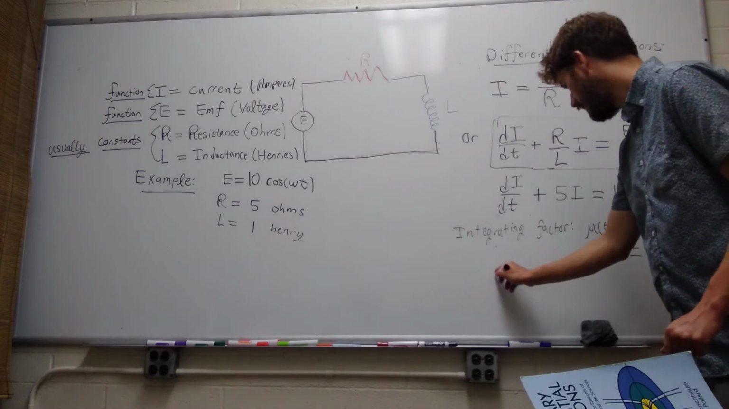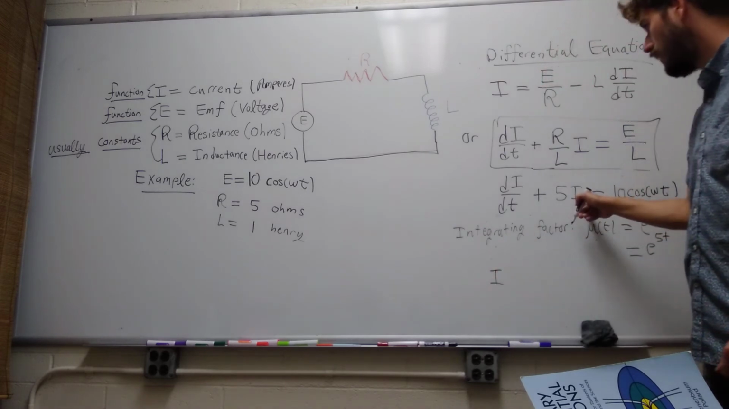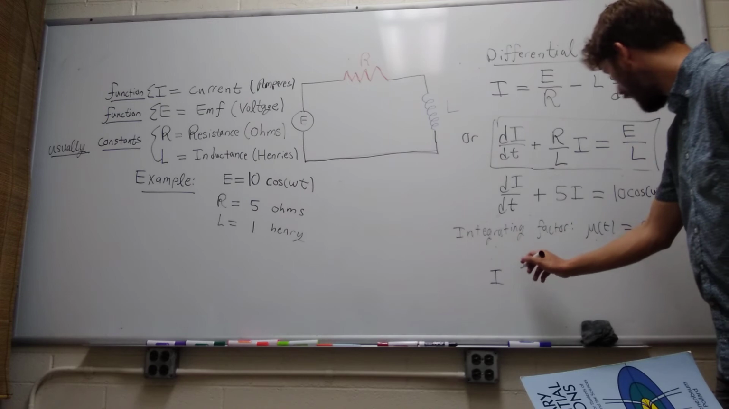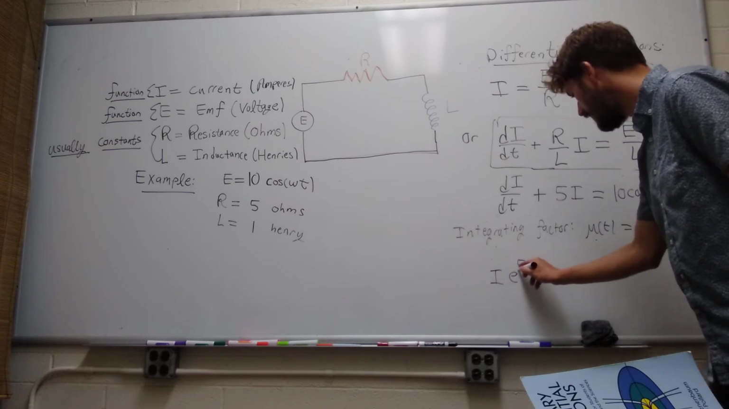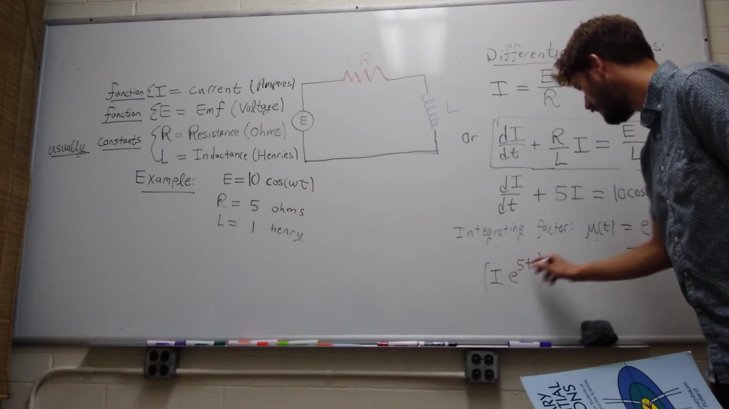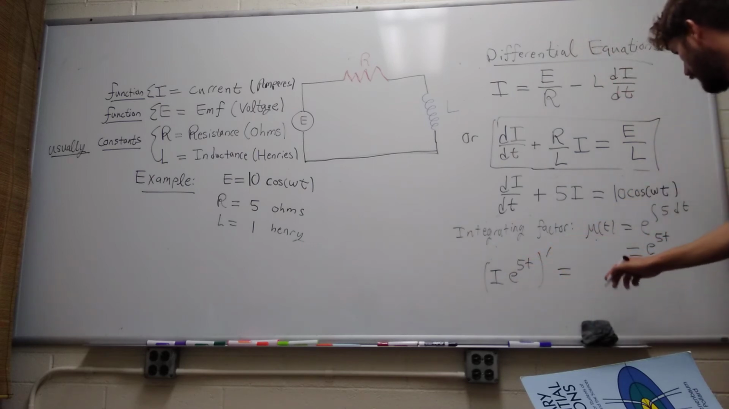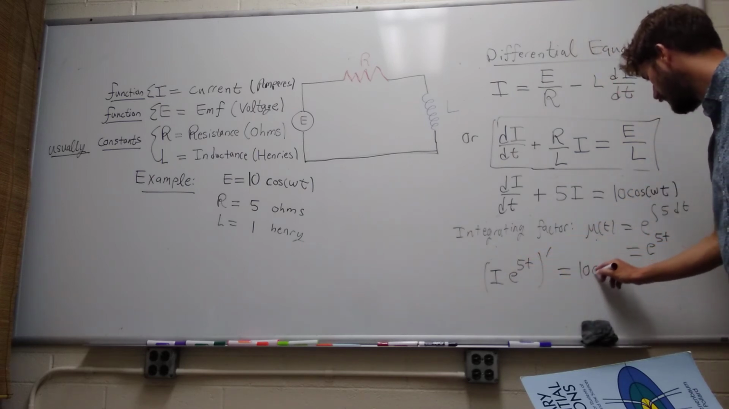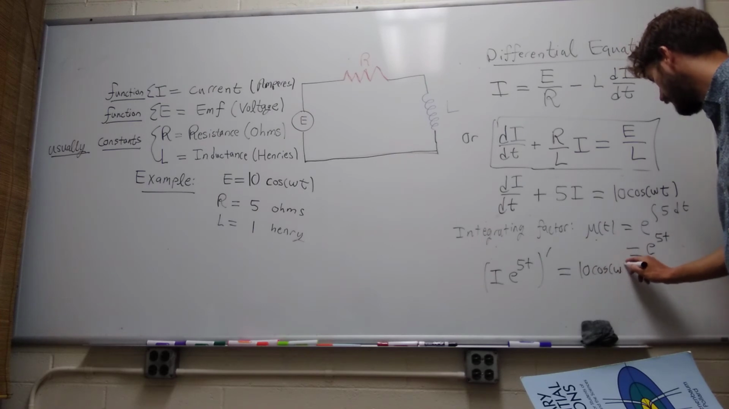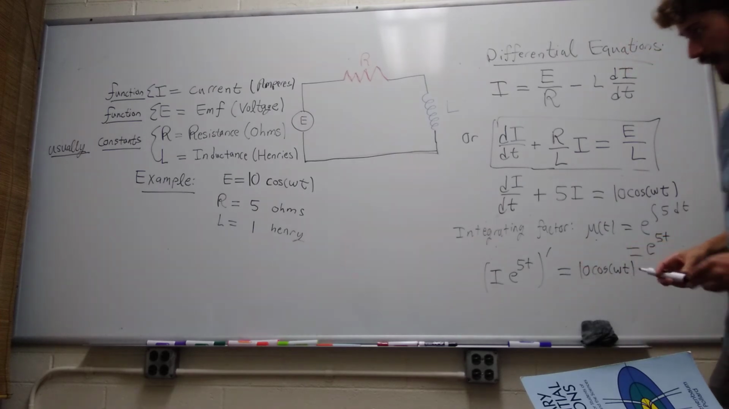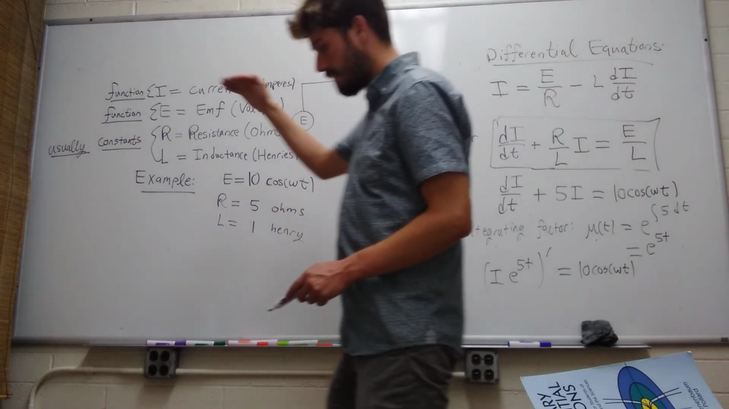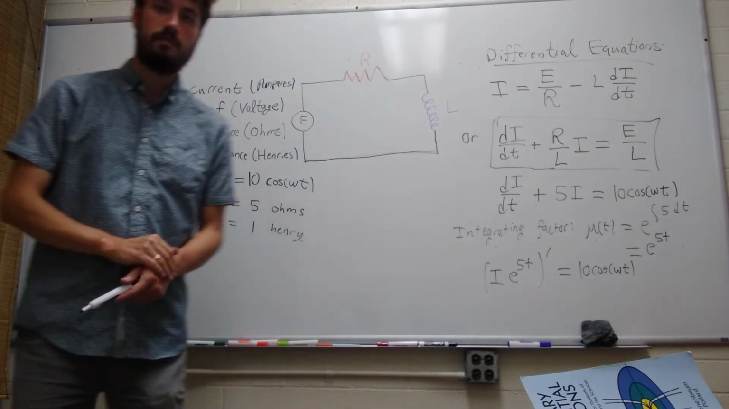And then what does this equation become? It becomes I times e to the 5t prime, remember I is a function of t, is equal to 10 cosine omega t. Omega is just some factor kind of specifying the period of oscillations for the voltage.